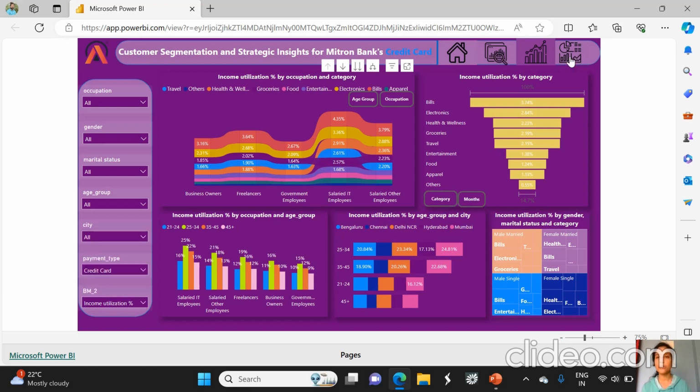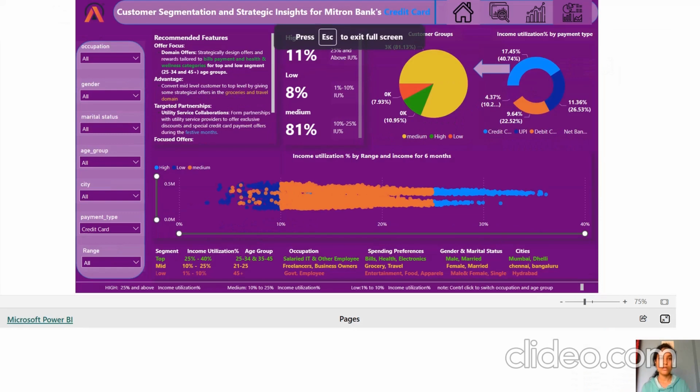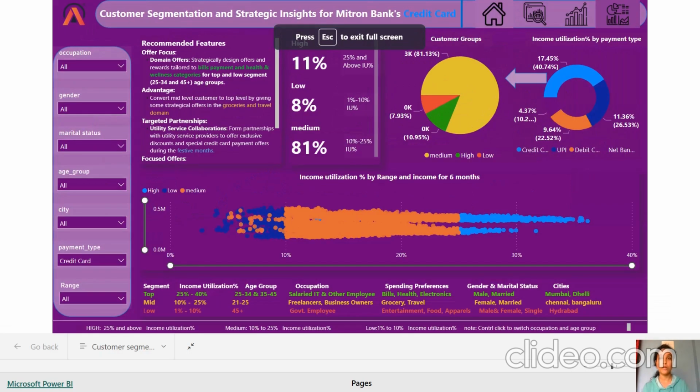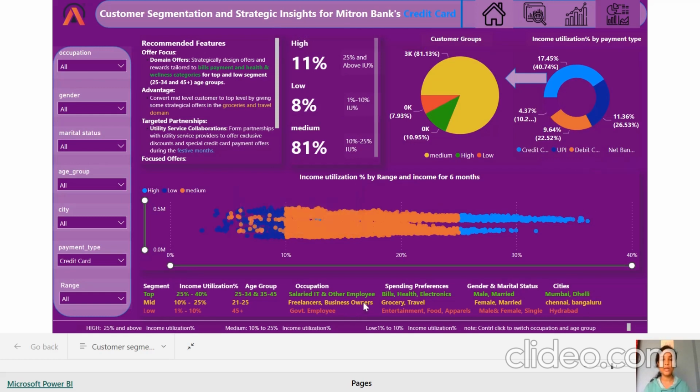Okay, next let's jump into the next analysis, the important one. I can say this is the heart of the project, that is customer segmentation. Here, based on demographic insight and spending behavior, I have come up with this table, and I have divided the customers into groups: top, mid, and low.